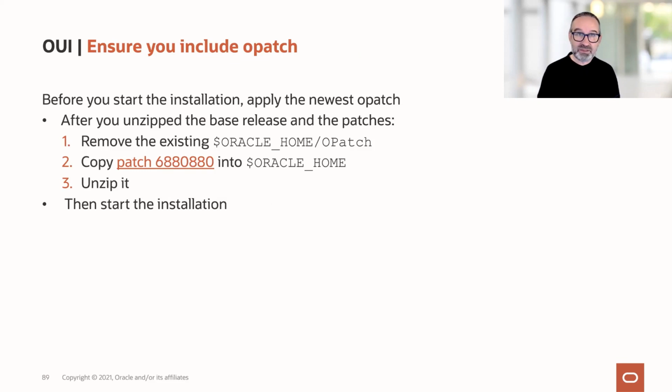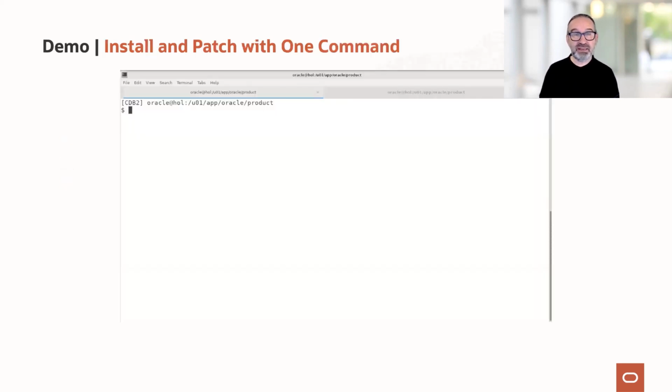When you unzipped the base release, you unzipped your patches, you have kept everything in separate subdirectories, then remove the OPatch directory from the existing Oracle Home, your future Oracle Home. You copy the OPatch patch, 6880880, into this Oracle Home, you unzip it there, it recreates the OPatch subdirectory, and then it flows. So keep that in mind, and let me show you this with a quick demo here in one command.